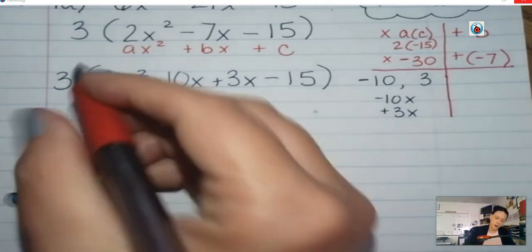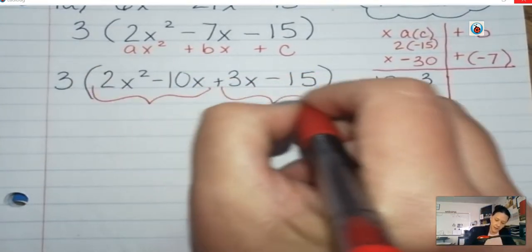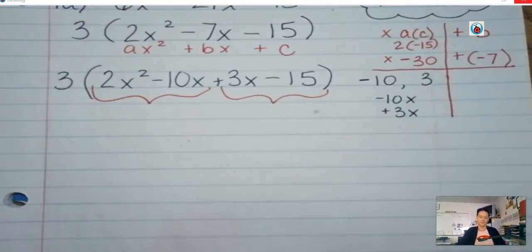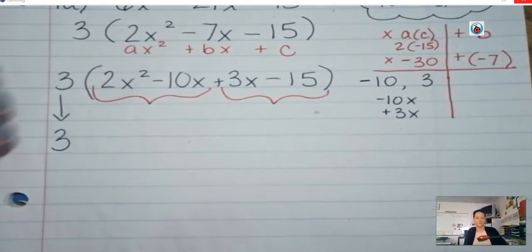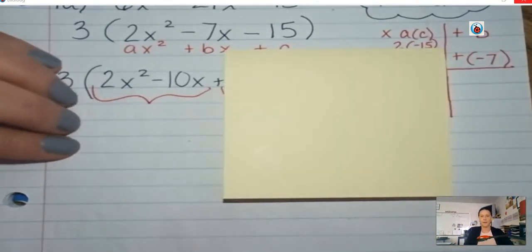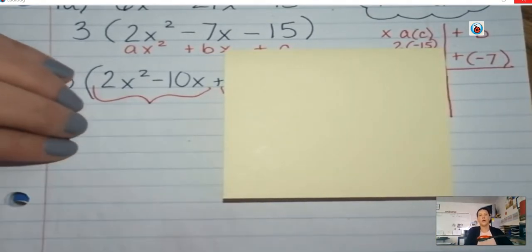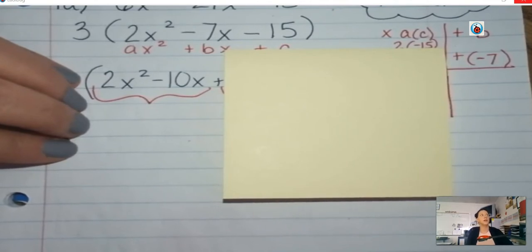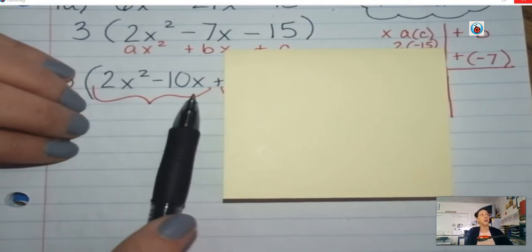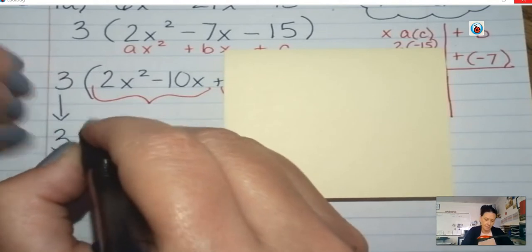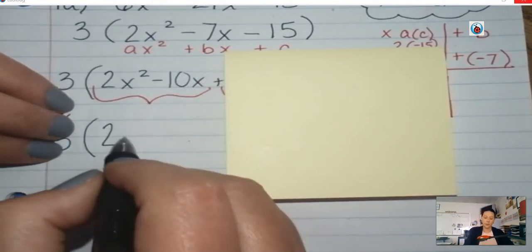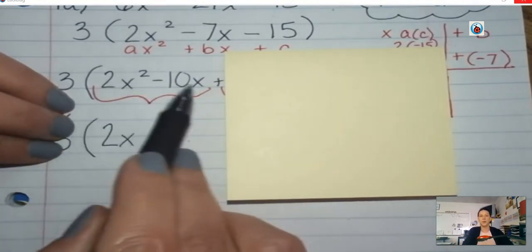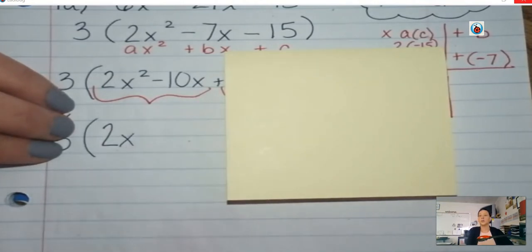Okay, now this is the part where you're going to group the first two terms and then the second two terms. Don't forget to keep bringing down this 3 every single time. Okay, we're going to pull out the greatest common factor in 2x squared minus 10x. So think about numbers. What number can be pulled out of a 2 and out of a 10? And that'll be 2. And then they also both share an x. So pull out 2x, because both of those terms have a letter x, so you can pull it out of both.